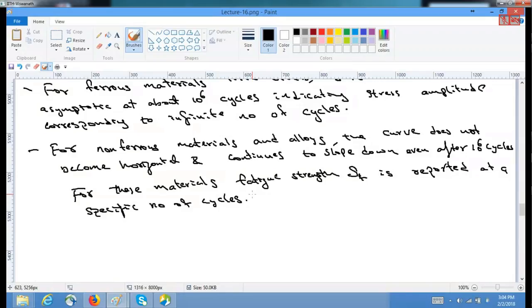With this, we'll end today's class. In the next class, as I said, we will look at non-zero mean, and then we'll end the chapter on fluctuating stresses.